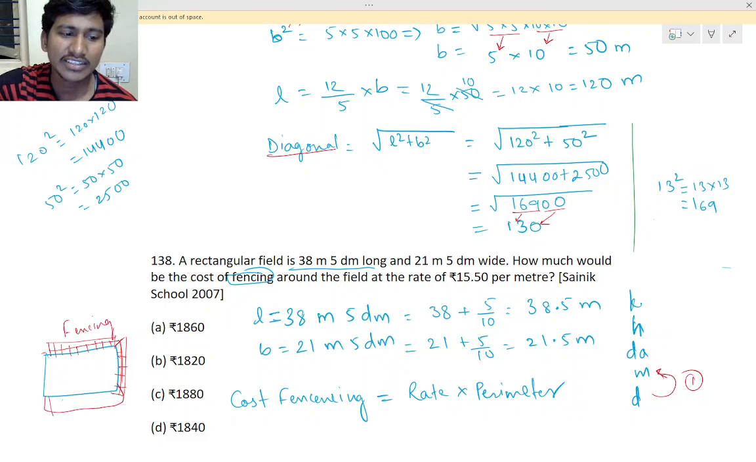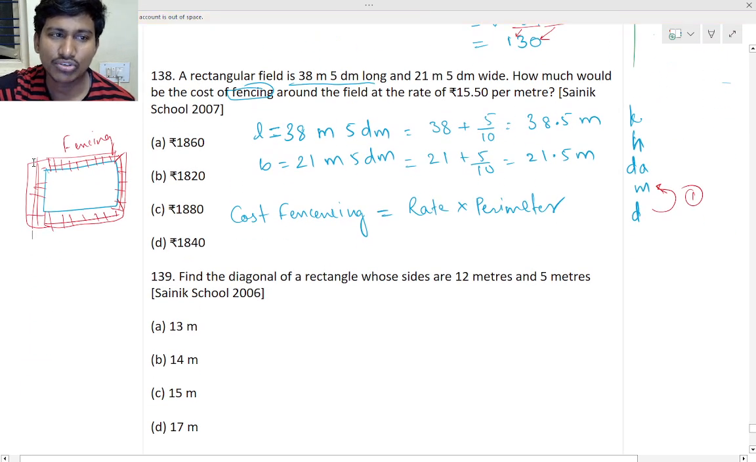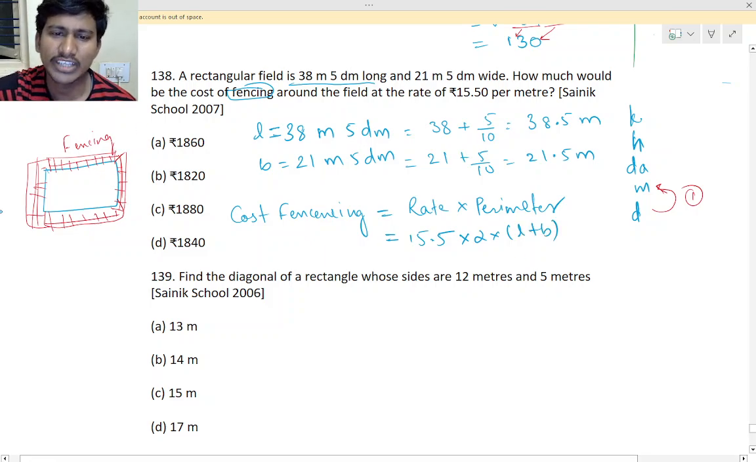Okay, and then multiply the cost with it. So that is rate into perimeter. We fence on the surrounding, that is perimeter. So rate is how much? 15.5 rupees per meter. And then perimeter, how do we find of rectangle? 2 times length plus breadth, right?